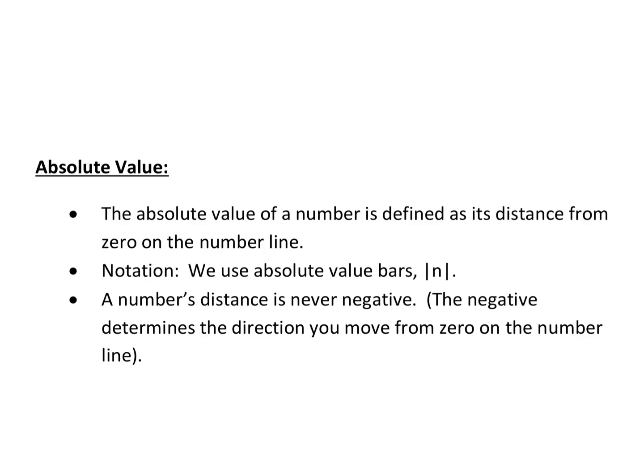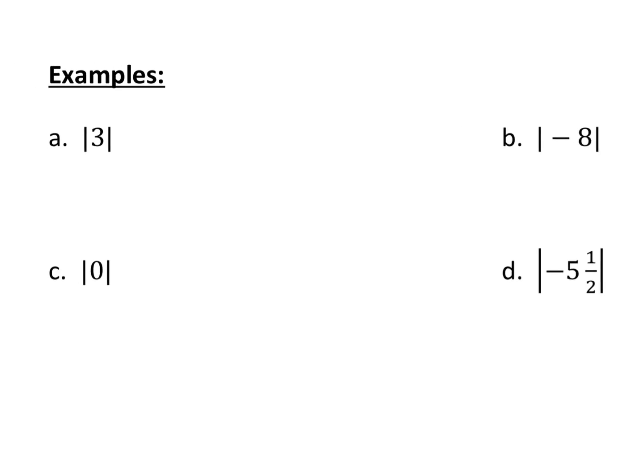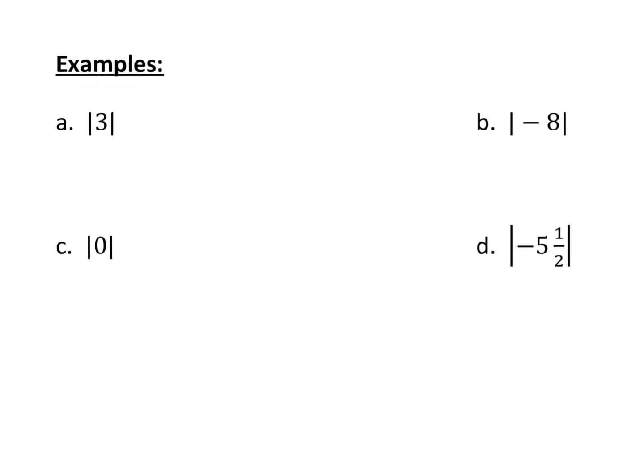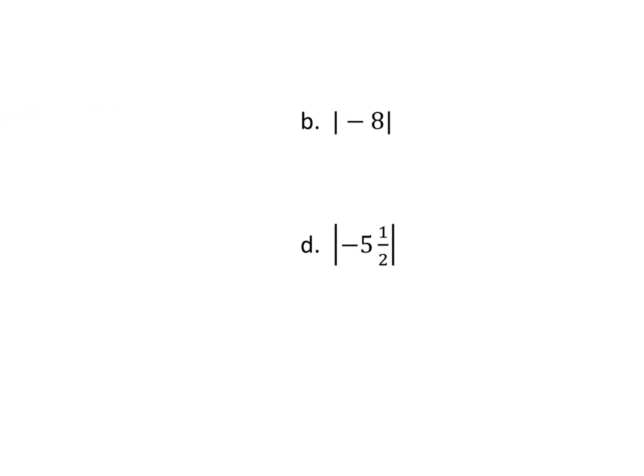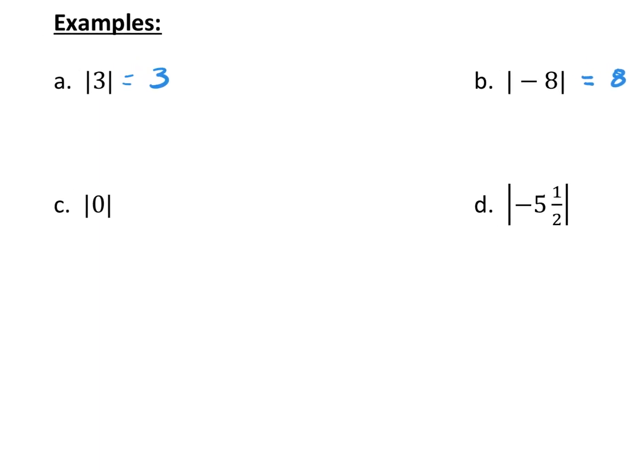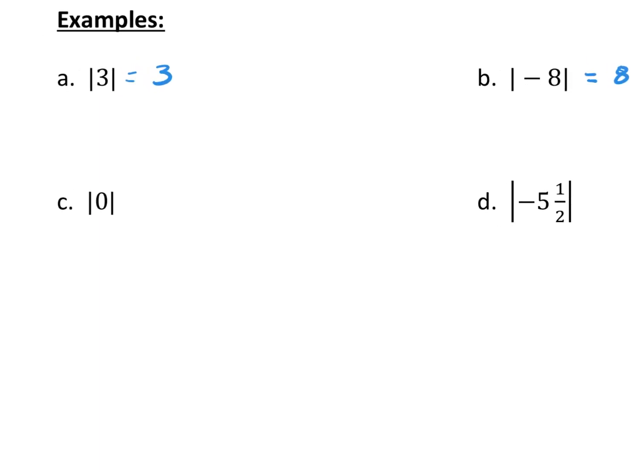All right, so let's go ahead and look at some examples of this. If we start with example A, we want to know what is the absolute value of 3. And so when we think of this, we want to know how far away is 3 from 0 on the number line. And so it's just 3. If we come over to example B, negative 8, we want to know how far away is negative 8 from 0 on the number line. And to get to negative 8, we move 8 tick marks. And so its distance from 0 is 8. So the absolute value of negative 8 is 8. If we come to example C, what is the absolute value of 0? Well, the absolute value of 0 is 0. We don't move any tick marks, and so it's equal to 0.